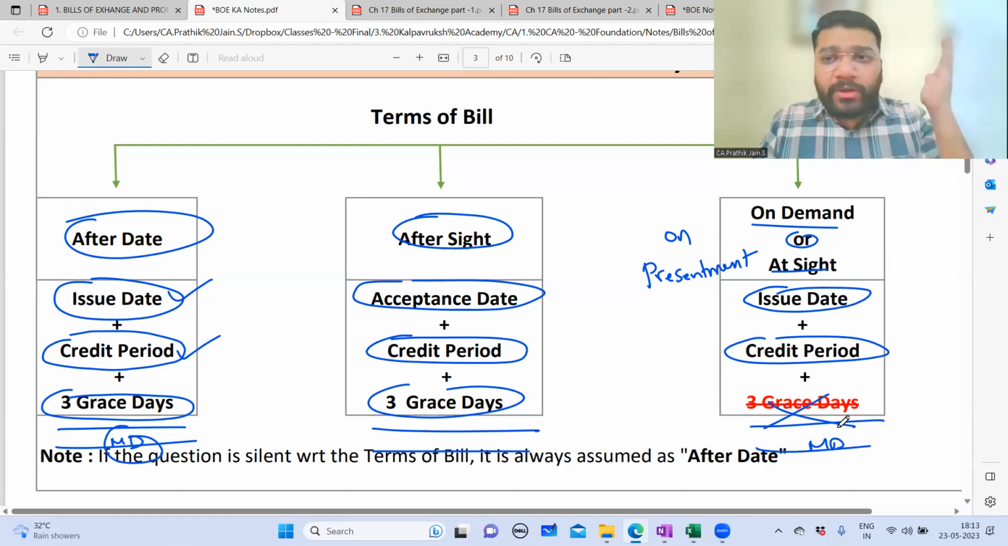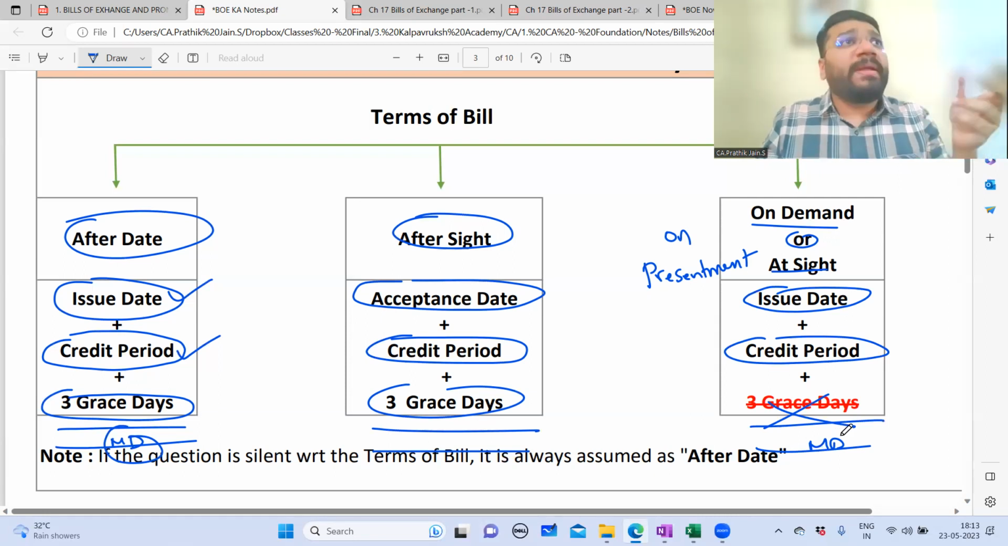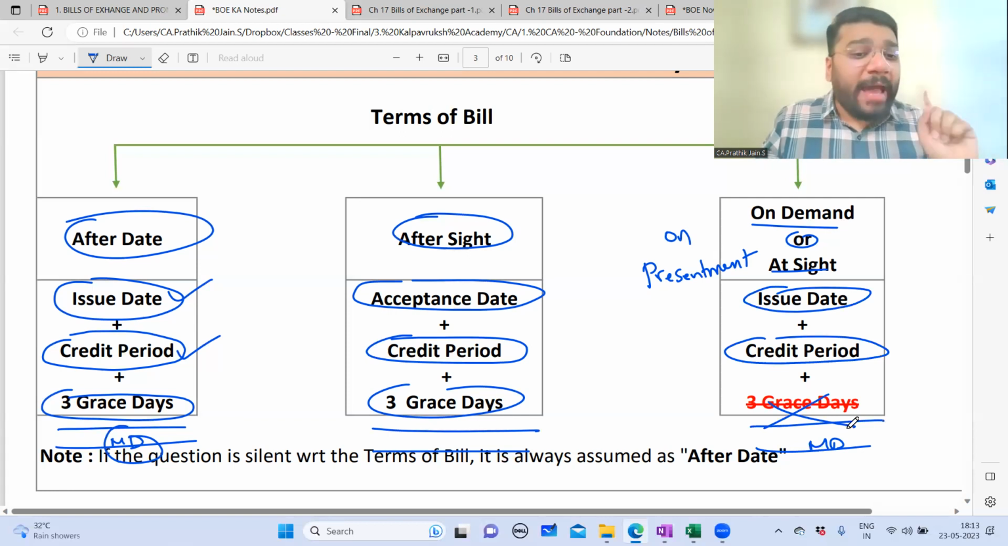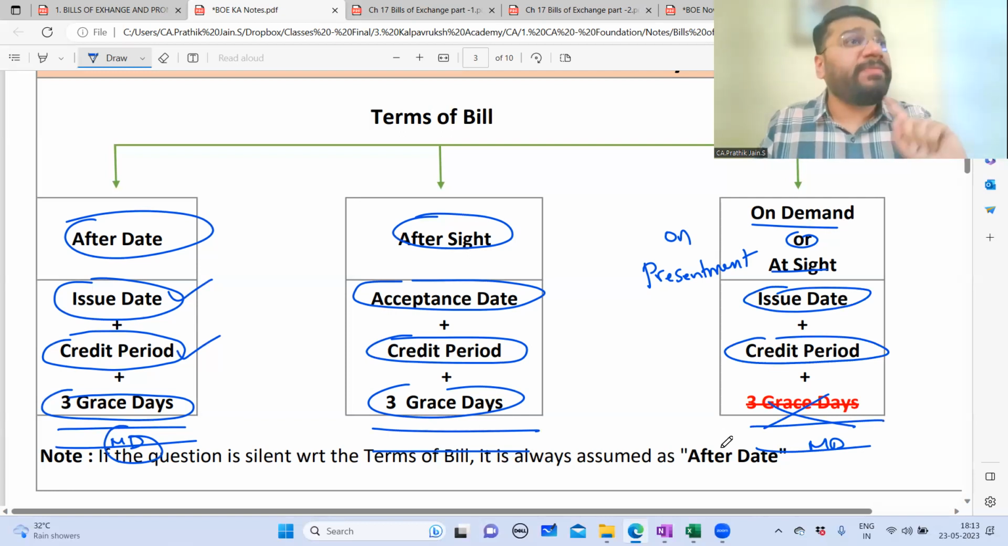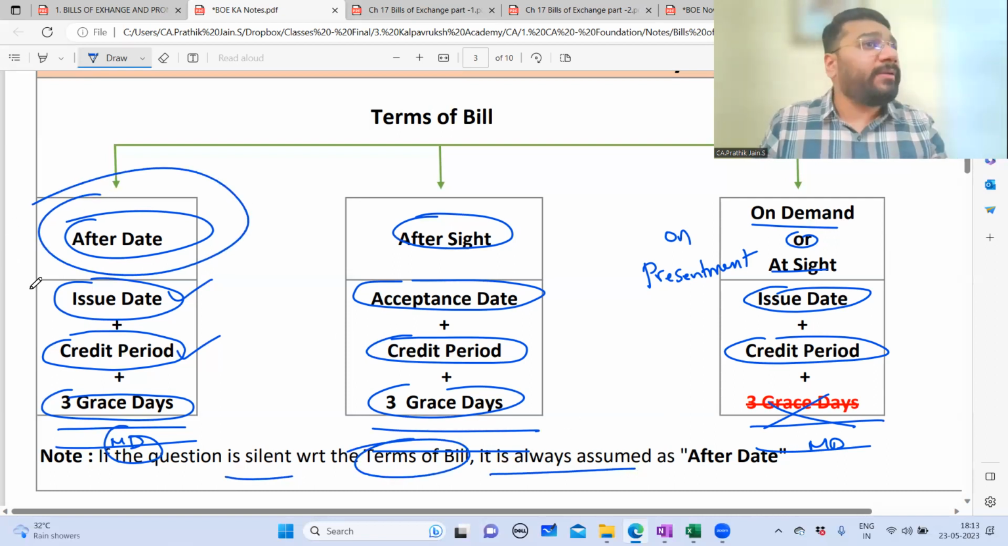Now, we have worked out a few questions in the previous session. In that, we understood that they have not mentioned the term of the bill clearly in the question. So, in the absence of specific information, or if the question is silent with regard to the term of bill, it is always presumed to be after date. So, you will take this and calculate it.